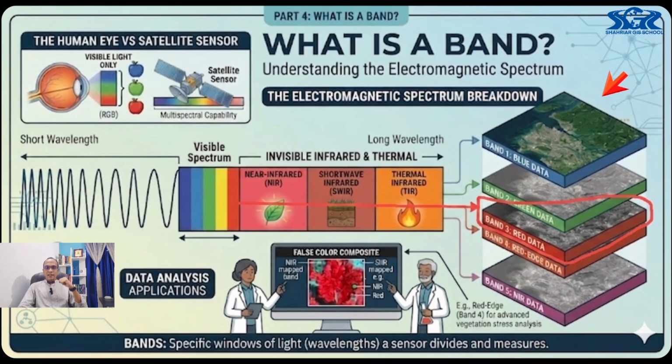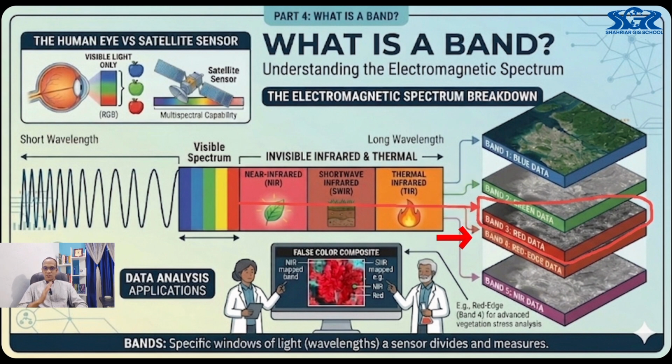Now look at the 3D layer stack on the right side of the image to see exactly how a modern multispectral satellite organizes this data into distinct digital layers. Instead of one color image, the sensor outputs a perfect numerical sequence. Band 1 captures the blue data layer. Band 2 captures the green data layer. Band 3 captures the red data layer.